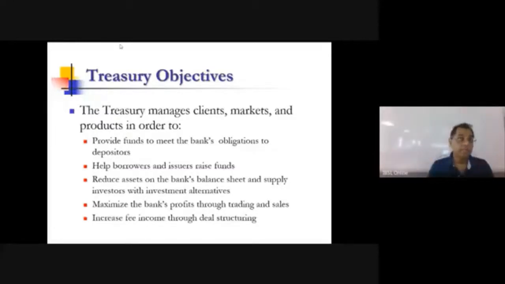But make no mistake, they also have a profit orientation. So in other words, the Assets and Liability Committee, ALM department or BSM department, balance sheet management, they need to make sure that by doing all that, they also make a profit for the bank.